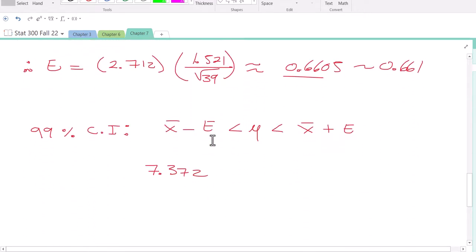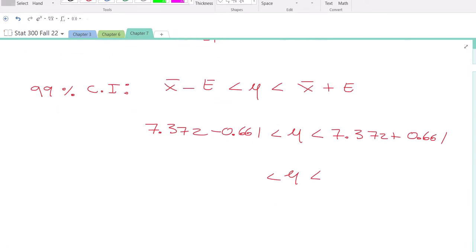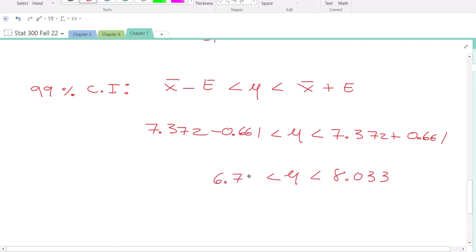So that was our x bar, and then minus the error, 0.661, and then mu less than, now our x bar again, 7.372 plus the error. And so this gives me the lower limit and then the upper limit. So compute those and we can see what our new confidence interval is with 99% confidence. For the upper limit I got 8.033, and for the lower limit, 7.372 minus 0.661, I got 6.711. And so what happened?